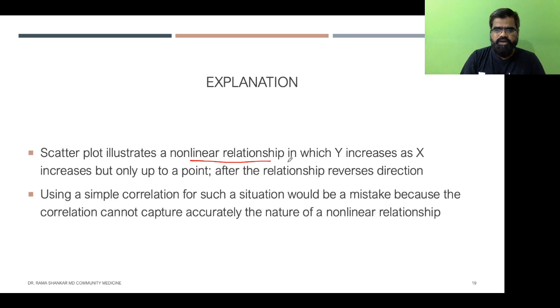Why? When I say non-linear relationship, it is because y increases with x only up to a point, till the mid path. After that, there is a reverse direction, as I have shown in the graph. So when you have such information in the graph, it is not linear. So the best answer to this question is non-linear relationship.